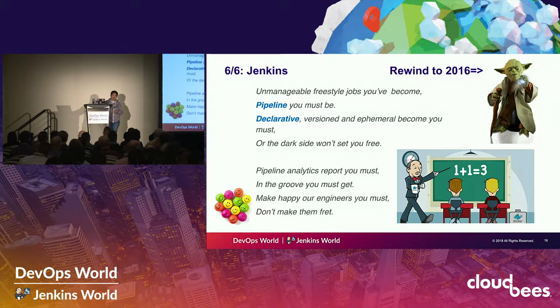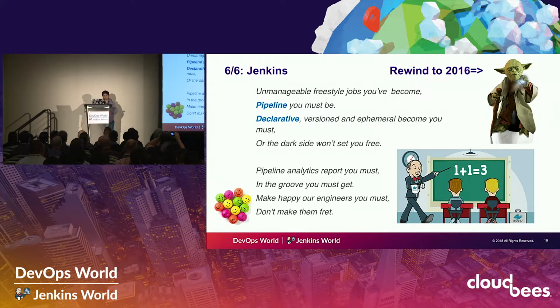And I thought, where would be the best place to vent? I figured it would be Jenkins World. So I wrote a poem as if Yoda was talking to the butler, because the butler wouldn't listen to me. I didn't have a high opinion of myself. So I thought if I write the poem as Yoda, maybe the butler would listen.